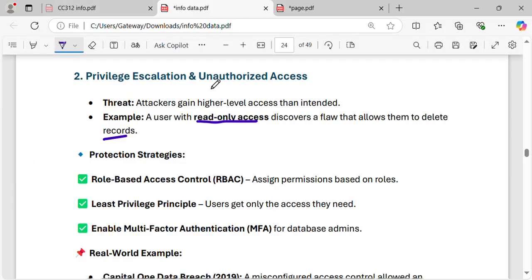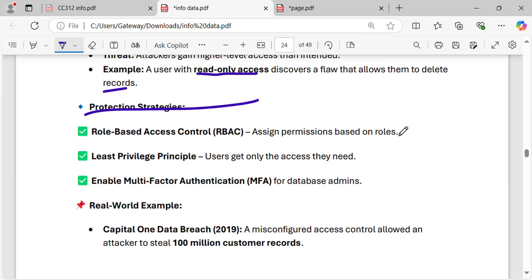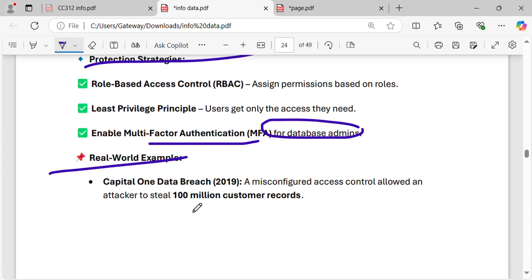Privilege escalation and unauthorized access can be protected against by rule-based access control. Assign permissions based on rules, and follow the least privilege principle: users get only the access they need. These are a bit different. Enable multi-factor authentication for database admins, especially, because attackers try to manipulate the admins, since admins have the whole power here. Example: the Capital One data breach in 2019, where a misconfigured access control allowed an attacker to steal 100 million customer records.